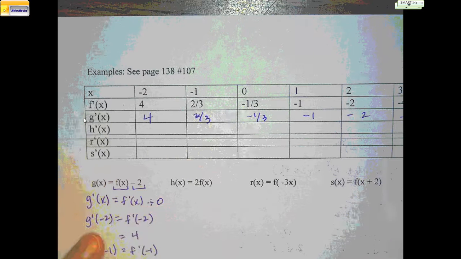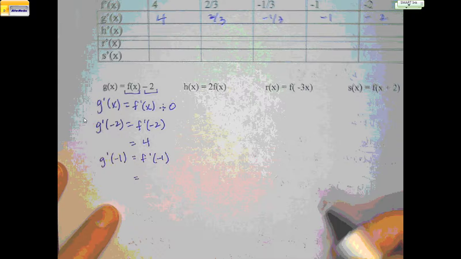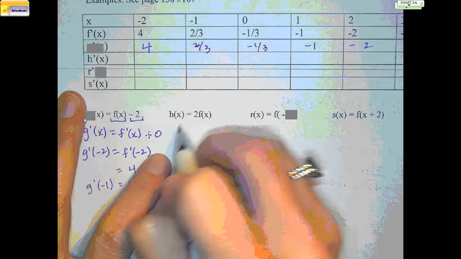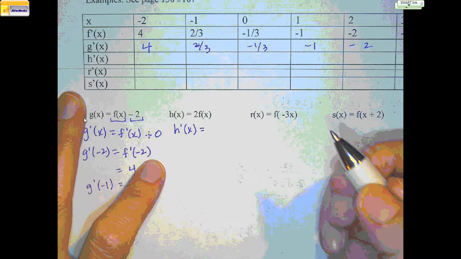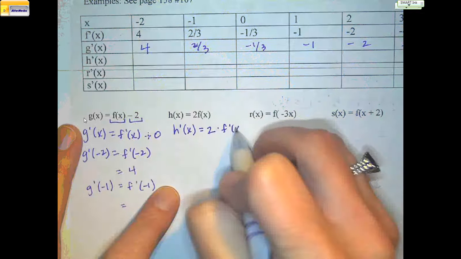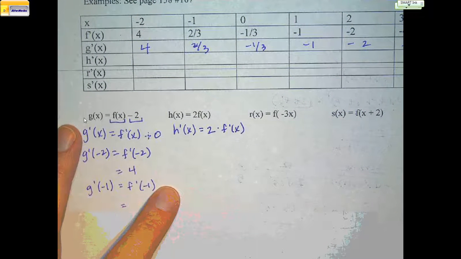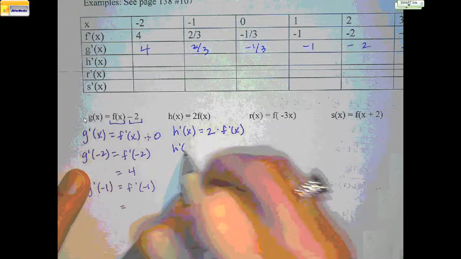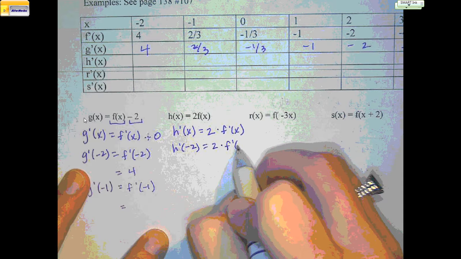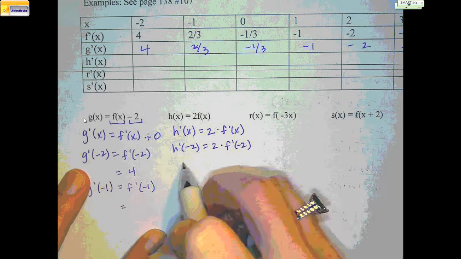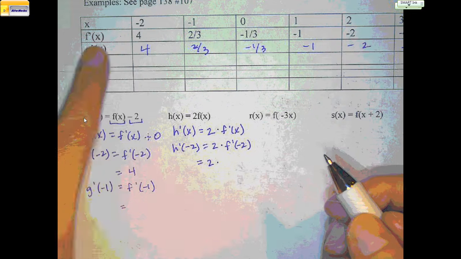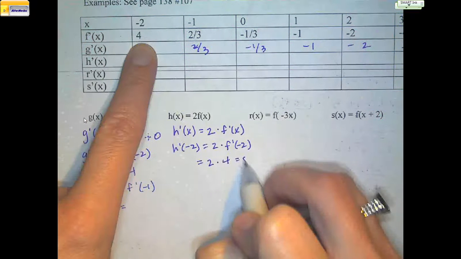Okay, let's move on. H of x. H of x, they tell us, is 2 times the function. To find the derivative of h of x, according to your derivative rules, all you have to do is leave the constant and multiply it by the derivative of that function. So let's see here. Derivative of h at our first x, which is -2. Everywhere I see an x, I put a -2. So I have 2 times the derivative at -2. What's the derivative of f at -2? 4. So it's 8.